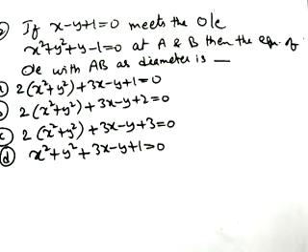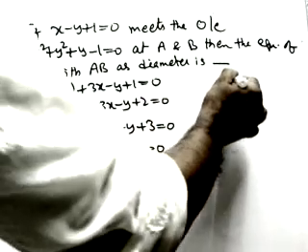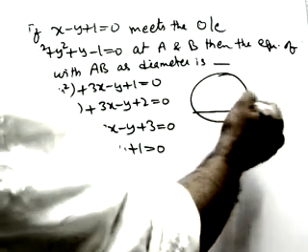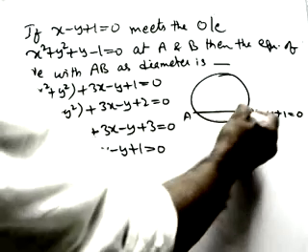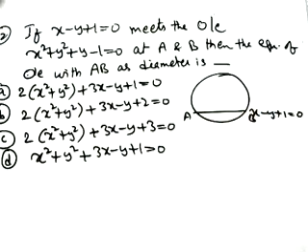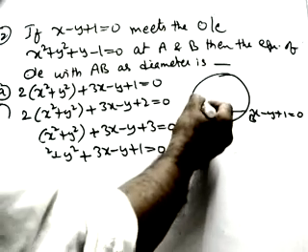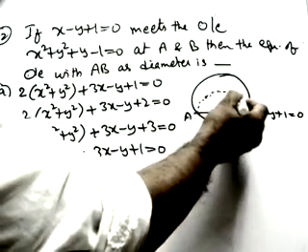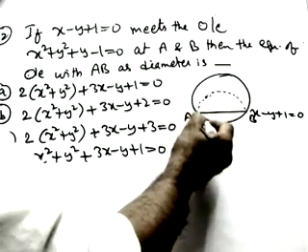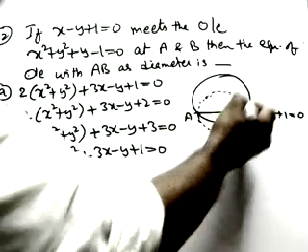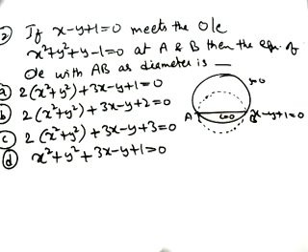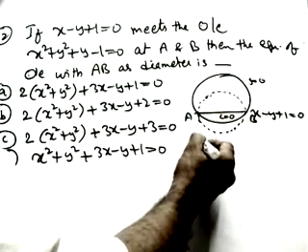If x minus y plus 1 equals to 0 meets the circle at A and B. Same method. Suppose this is the circle, and suppose this is the line x minus y plus 1 equals to 0, meeting the circle at A and B. Then the equation of the circle with AB as diameter. So we have to find a circle whose diameter is AB. We have the same concept. Suppose this line is L equals to 0, this circle is S equals to 0.